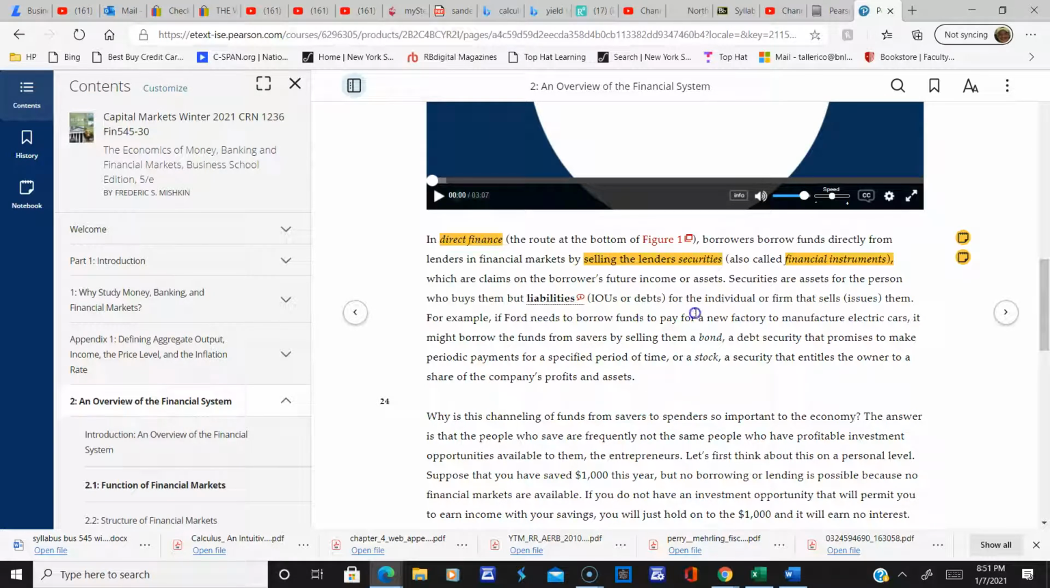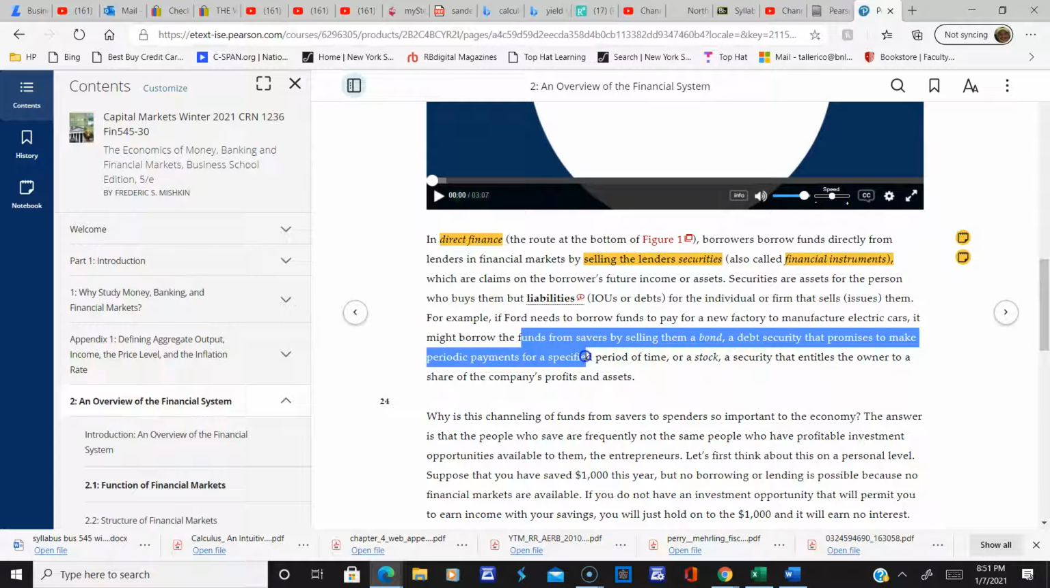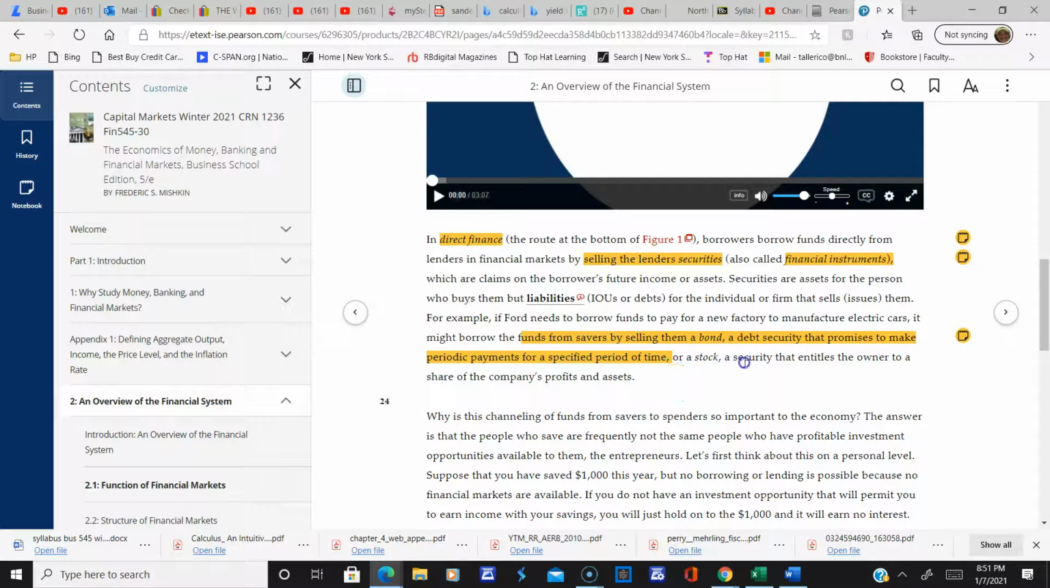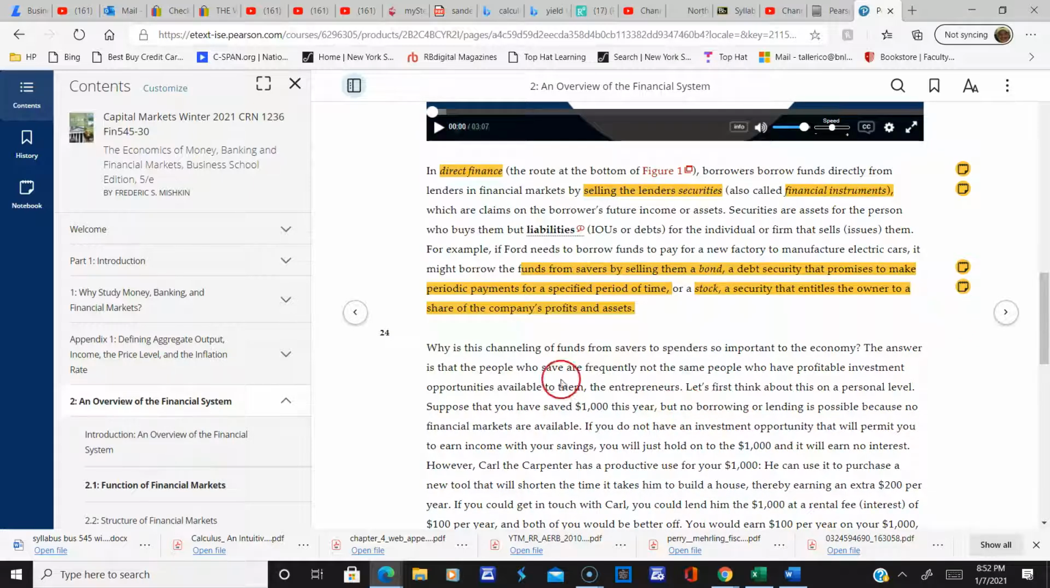So if Ford needs to borrow funds to pay for a new factory, they may issue bonds. It'll borrow funds from savers, let's say Ford bonds, by selling them a bond, otherwise known as a debt security, and they'll make periodic interest or coupon payments. Or they could even sell stock, and the company will pay them a share of the company's profits and assets through dividends. All right, so I'll knock this off here, and we'll pick up over here on part two.